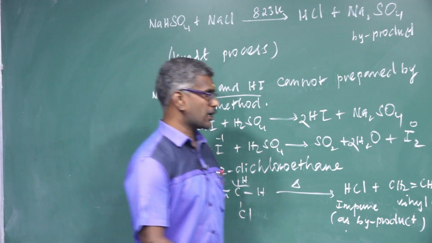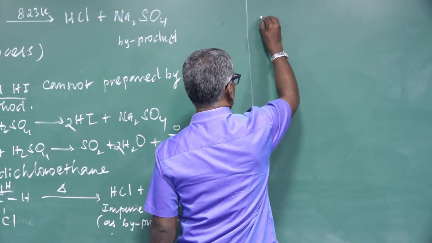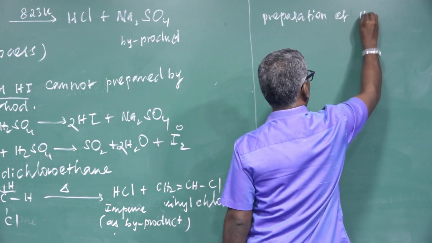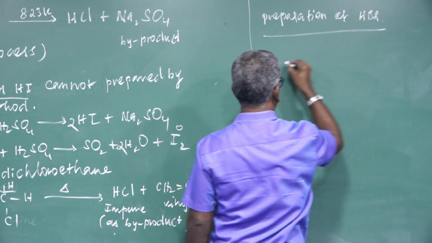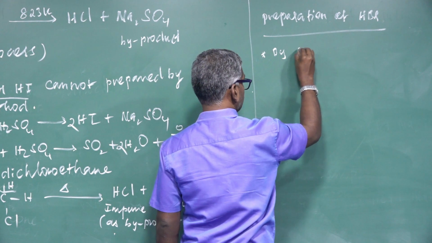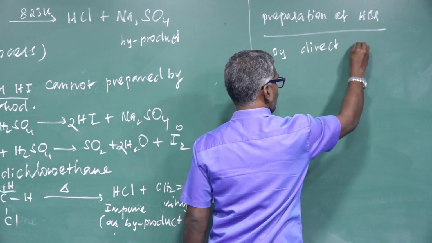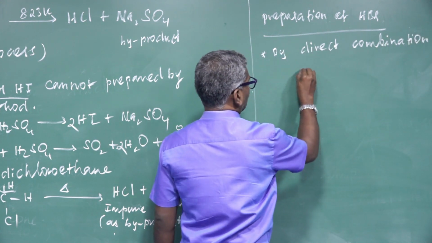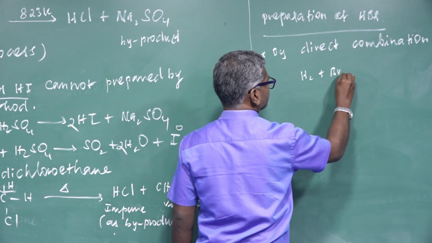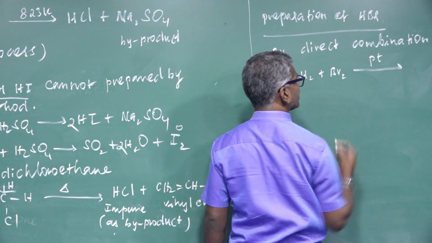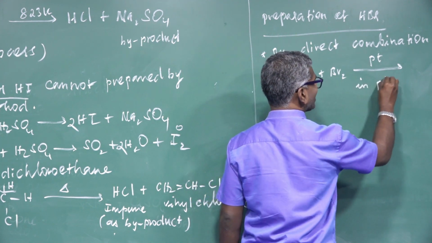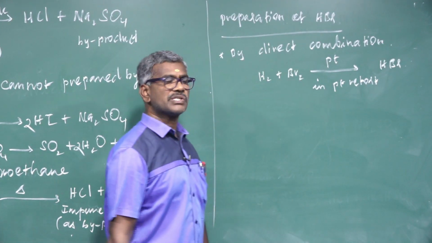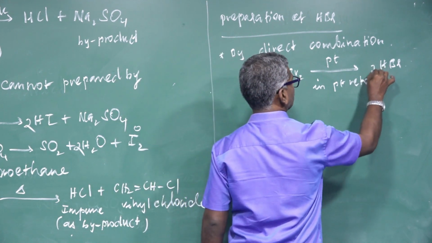Next, preparation of HBr, by direct combination. Hydrogen reacts with bromine in the presence of Pt. This takes place in Pt, forming HBr. Balance the equation: 2 hydrogen, 2 Br, 2 times.